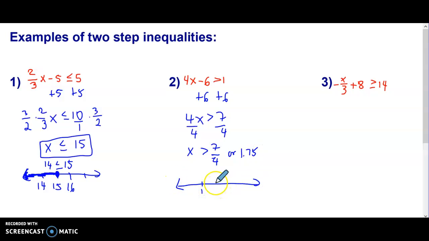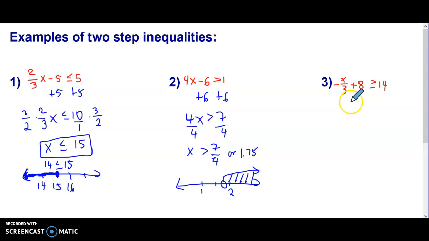So if there's 1 and this is 2, the 1.75 would be right here in the middle. So I want an open circle, and some people shade it like this. That's fine, whatever works. Open because I can't include that boundary value. X is here, so this points to where I need to be shading.